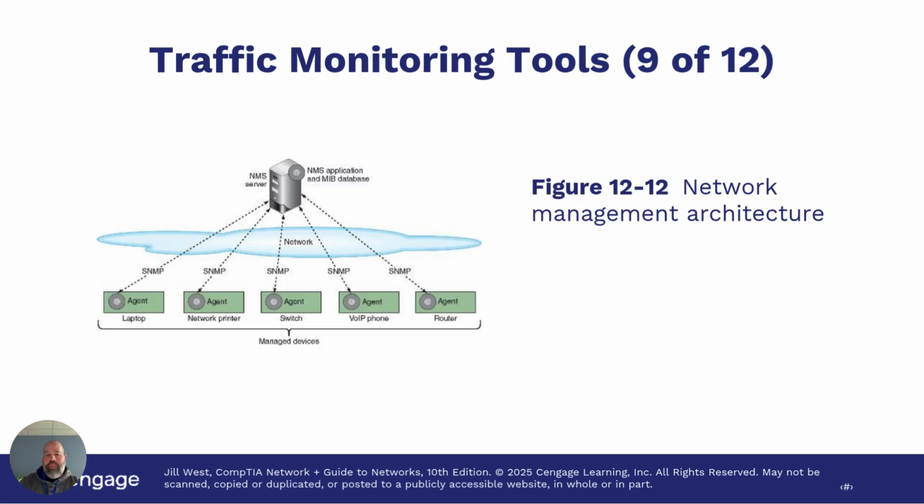Here's a diagram of how the network management architecture looks in action. You've got your NMS server at the top with its application and MIB database, which is the headquarters. Down below, you've got all your managed devices. There's a laptop, network printer, a switch, a voice over IP phone, and a router, each with its own agent. They're all connected through the network using SNMP. It's like a spider web of communications with the NMS at the center pulling strings and gathering information from everything.